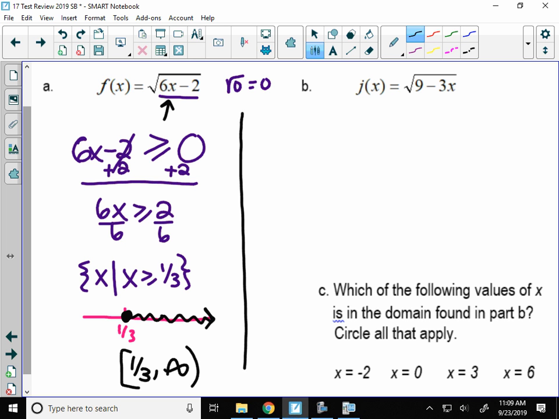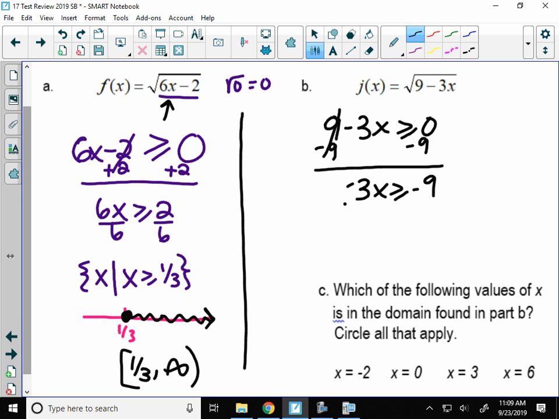Same idea for b. I'm going to take that radicand and set it greater than or equal to 0. So to solve this, I'm going to subtract 9. I'll get negative 3x is greater than or equal to negative 9. And then I divide by negative 3. Now, when I divide by negative 3 here, remember when I divide by a negative, I actually flip the inequality sign. And this would be my set builder notation. I want all the x's where x is less than or equal to 3.